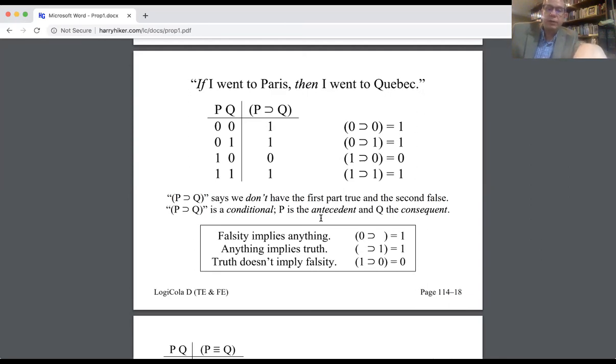The rule of thumb at the bottom is that falsity implies anything. So if the antecedent is false, we are going to know right away that the whole statement is true. So if both are false, it's true. If P is false and Q is true, it's true.